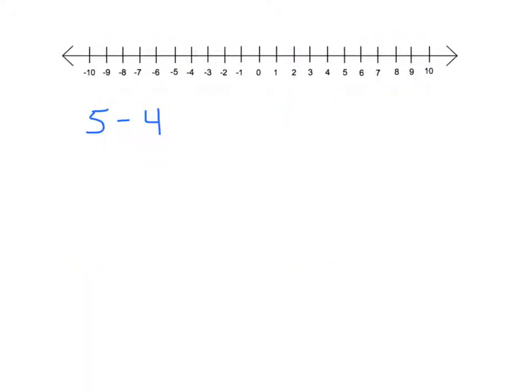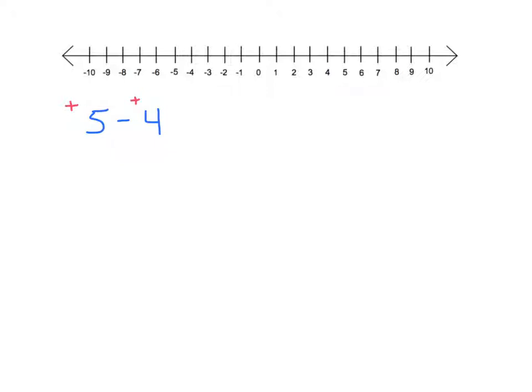To subtract integers, I first of all want to use a number line again. Now, of course, we all know 5 minus 4 is equal to 1. That's not the point here. I just want to talk about using a number line in order to do this. In this particular problem, I have two positive numbers that I am subtracting. A positive 5 subtract a positive 4.